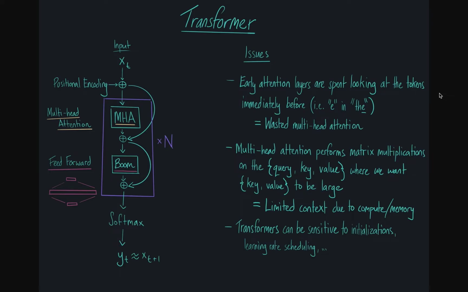Early attention layers also spend time looking at nearby tokens, such as the E and the looking for T and H, which means that really we're wasting a lot of computation when we have existing neural architectures such as the LSTM that work quite well for this task. Multi-head attention also performs many matrix multiplications, meaning that we generally run out of compute and memory, so we have to limit our context. And finally, transformers require a lot of compute in most applications, and they can be sensitive to initializations, learning rate scheduling, and so on.